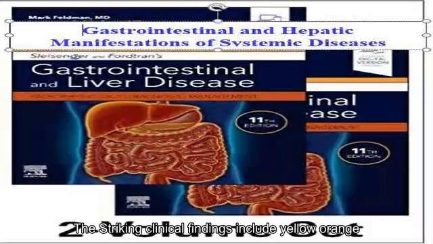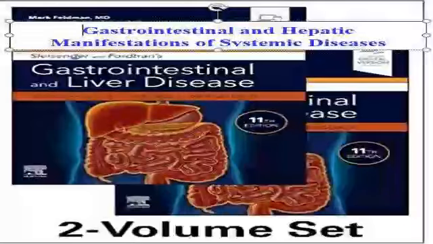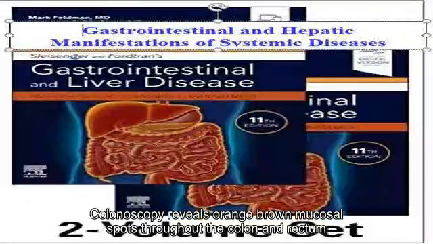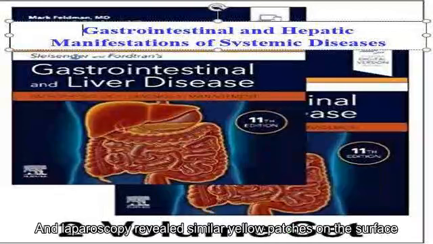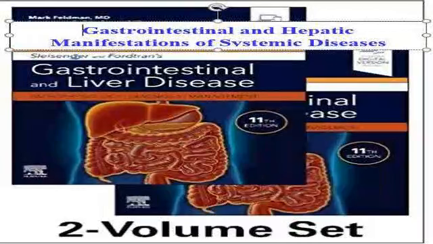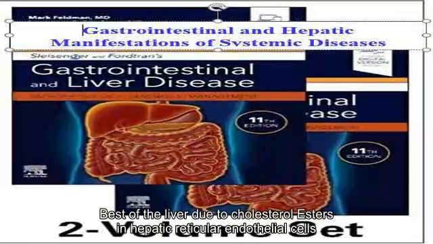The striking clinical findings include yellow-orange streaked tonsils in 80% of cases, hepatosplenomegaly, and peripheral neuropathy. Patients may have diarrhea without steatorrhea. Colonoscopy reveals orange-brown mucosal spots throughout the colon and rectum, and laparoscopy reveals similar yellow patches on the surface of the liver due to cholesterol esters in hepatic reticuloendothelial cells.